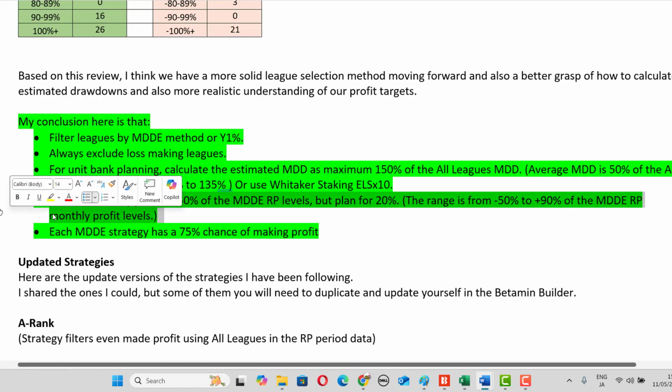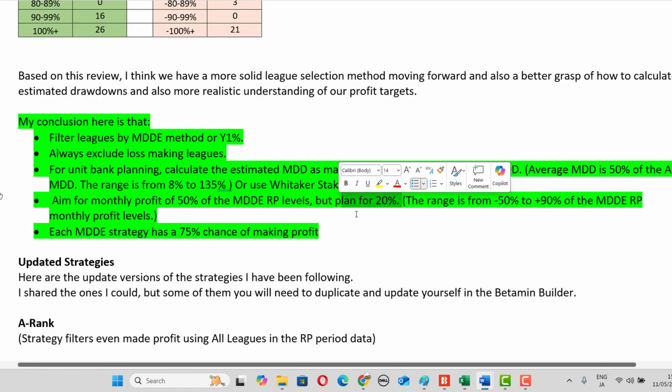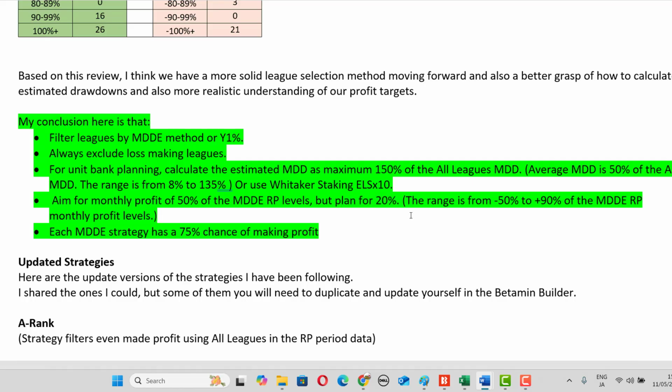In terms of profit levels, aim for 50% of the MDDE research period levels, but plan for 20%. So when you're planning to cover costs, planning for the low levels of what you might expect to make, then plan for 20%, but hope for 50% if things go well, if there's a positive run. The range was actually minus 50% to plus 90%, so some were near plus 90%, but overall the average came out as 20%, but I think we can still be positive and try and hope for 50%.